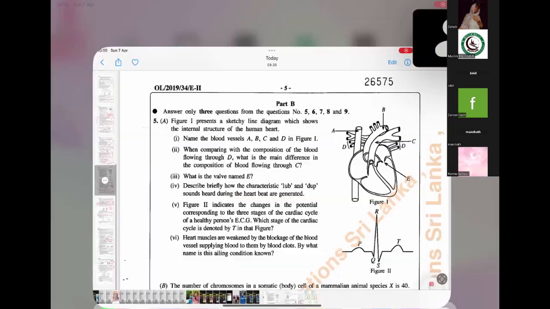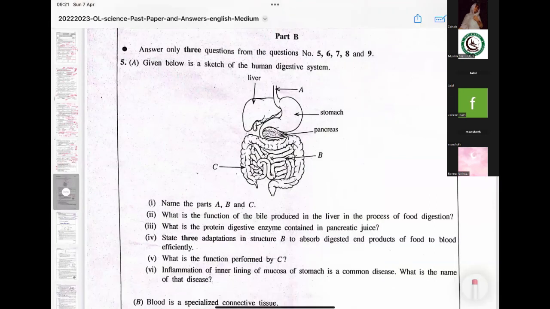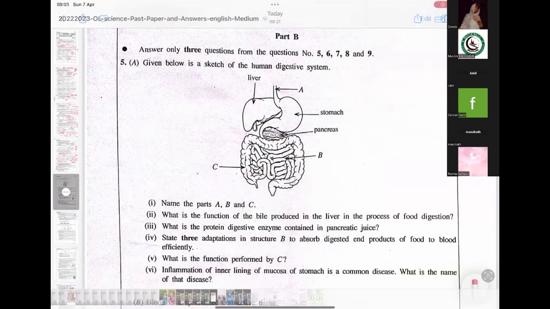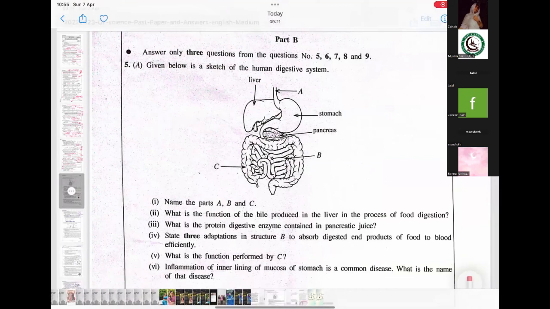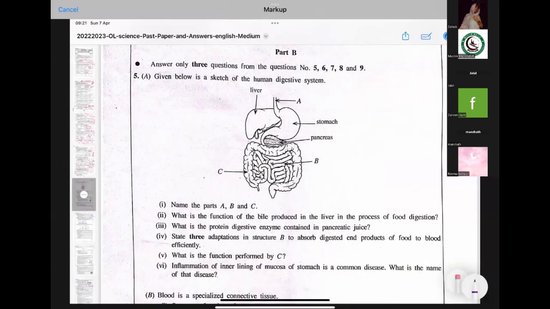So this is blood circulation. Here we have a question from 22 batch. This is related to the human digestive system. We'll try to do this. I don't think we will be able to finish every part of this unit, but let's try our best. The question given below is a sketch of the human digestive system. Name the parts A, B, and C.